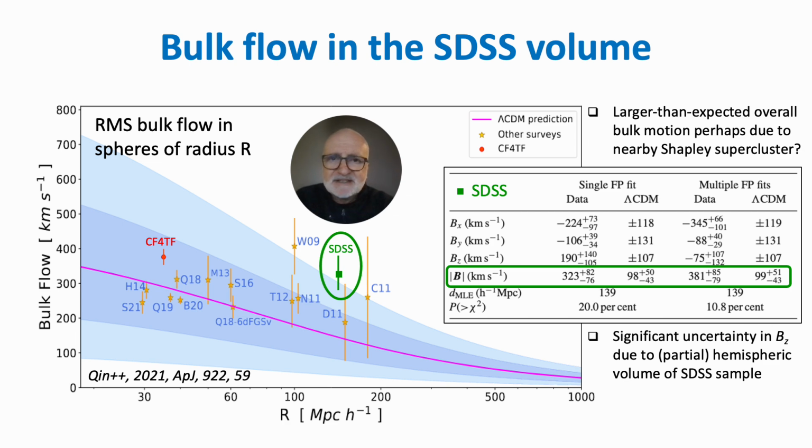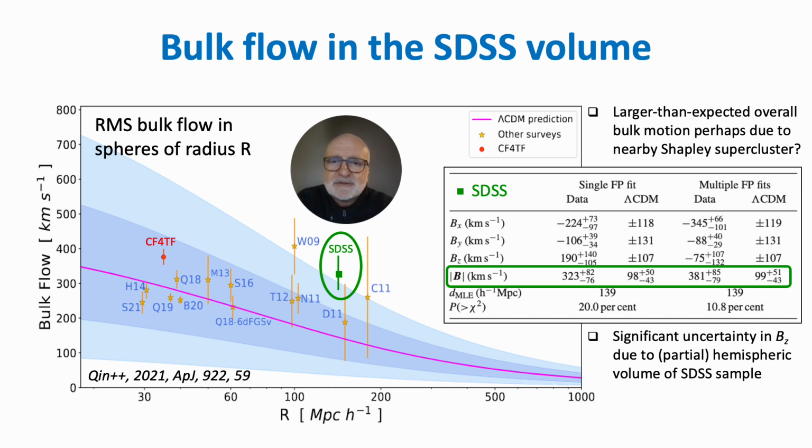With those caveats, however, the extended SDSS sample gives us the best measured estimate of the bulk flow on large scales to date. Depending on the details of the fit, we find the bulk flow within a sphere of effective radius 150 per h megaparsecs has an amplitude of between 320 and 380 kilometers per second, with an uncertainty of about 100 kilometers per second.